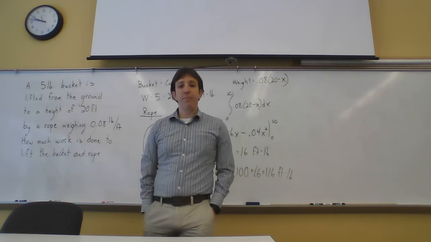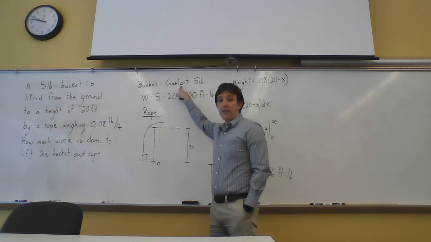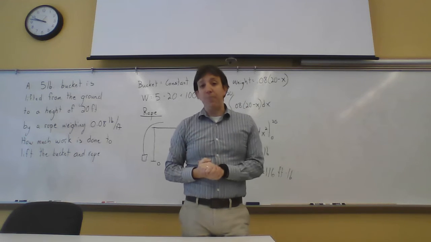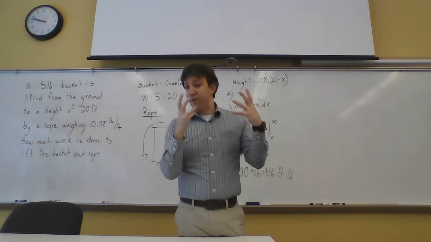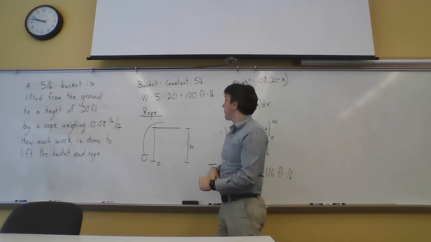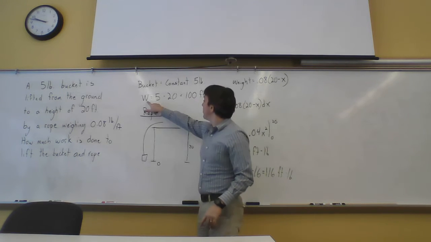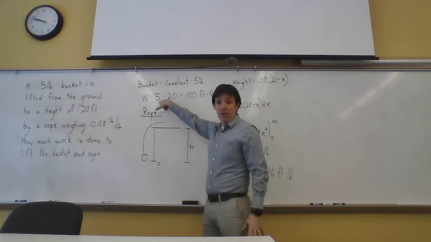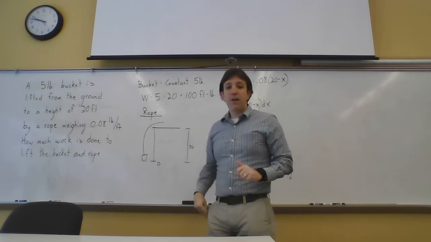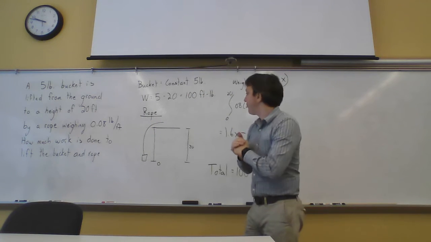So this is kind of a fun problem. First off, though, let's just notice that the bucket is a constant, 5 pounds. So I'm going to break this problem into 2 parts. I'm going to find the force for the bucket, which is going to be really nice, and then I'll find the work required for the rope. So for the bucket, the work is just the weight, that's our constant force, times the displacement of 20 feet, which gives us 100 foot-pounds. That part's really nice. We like constants.